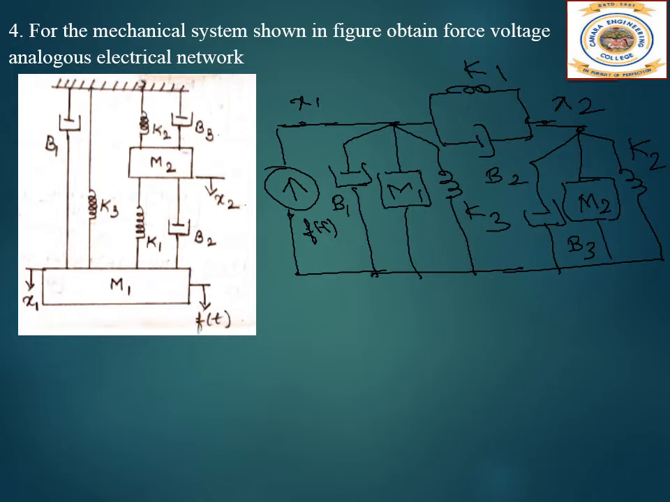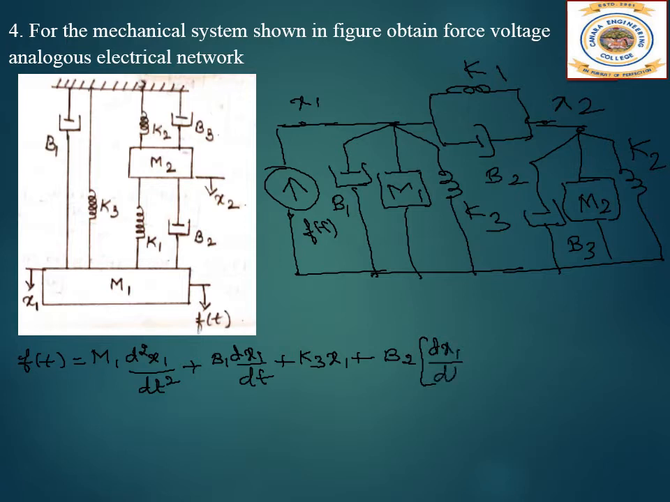So let me start writing the equations. Here equation 1: F of T will be equal to, first I will write mass, M1 d square x1 by dt square plus B1 dx1 by dt plus K3 into x1 plus, then see B2 and K1 that are between x1 and x2, so B2 into dx1 by dt minus dx2 by dt plus K1 into x1 minus x2.